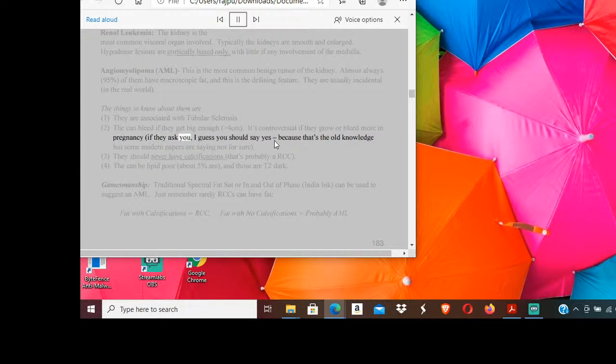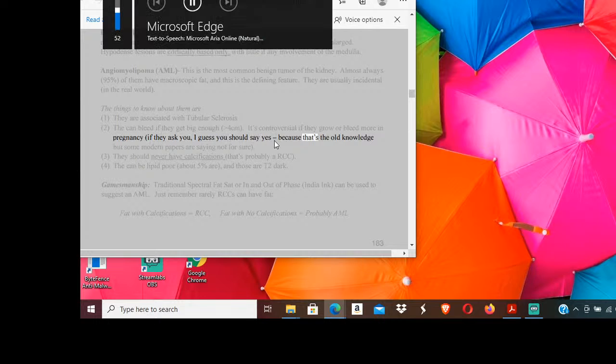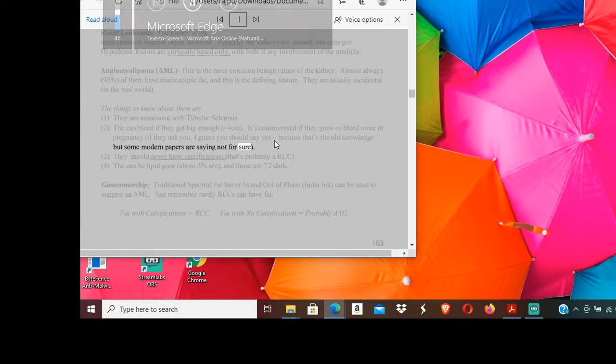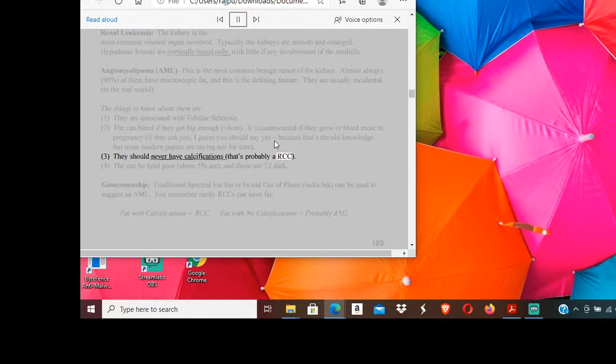Pregnancy, if they ask you, I guess you should say yes, because that's the old knowledge, but some modern papers are saying not for sure. Three, they should never have calcifications, that's probably an RCC. Four, they can be lipid poor, about 5% are, and those are T2 dark.